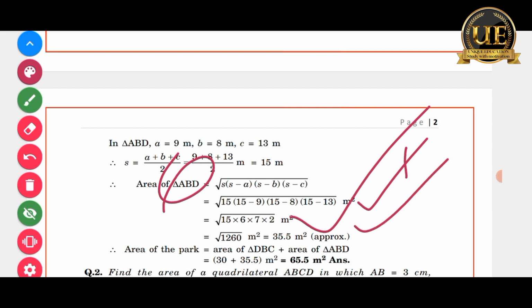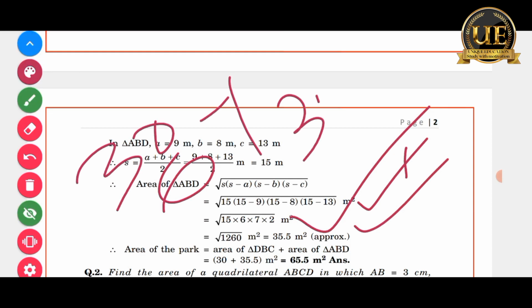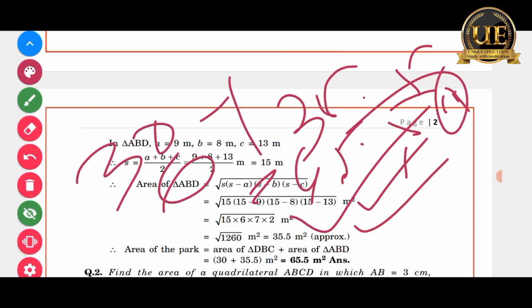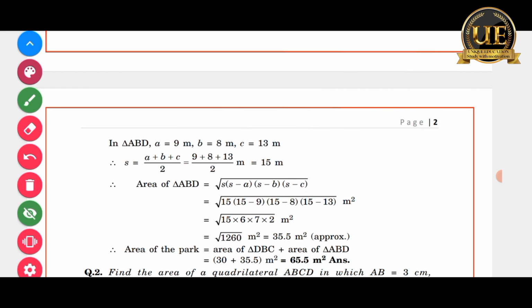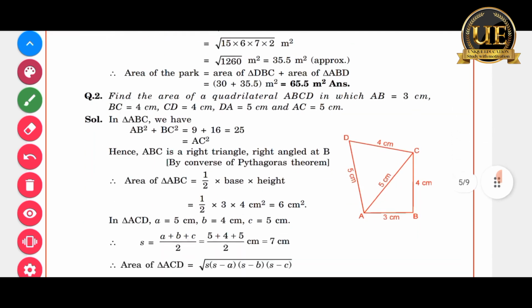The area of DBC and area of ABD: 30 plus 35.5 is equal to 65.5 meter square approximately. Okay, now we are going to discuss the second question.